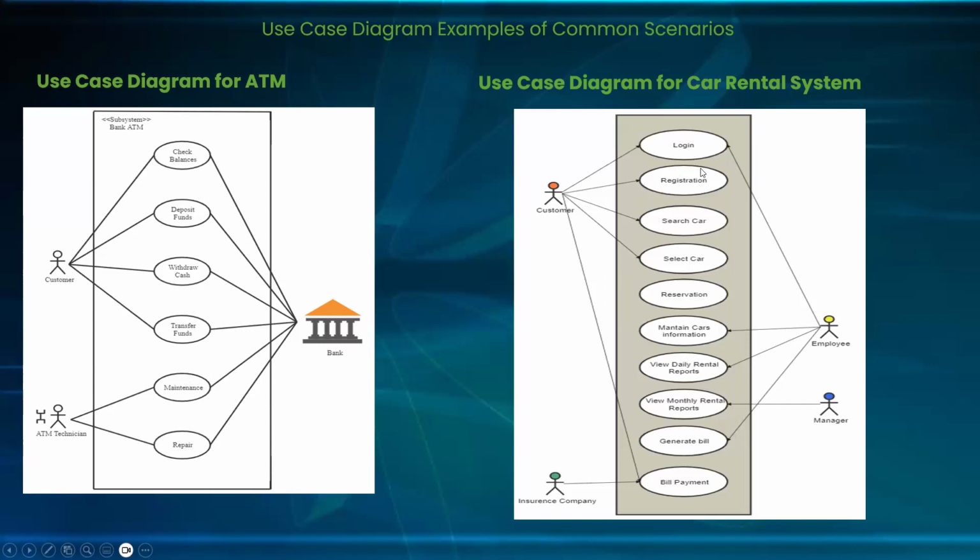So if we look at the example on the right-hand side, the car rental system, you can see the same. We have customer, we have insurance company, we have employee, we have managers. Again, still the same concept. The rectangle box is the system. The use cases are inside. Then the actors are interacting. What shows the interaction? The solid line shows the interaction.